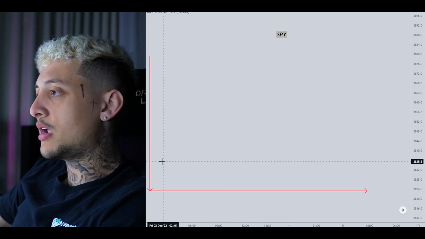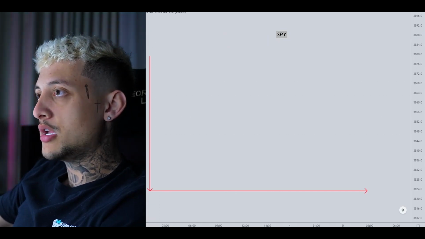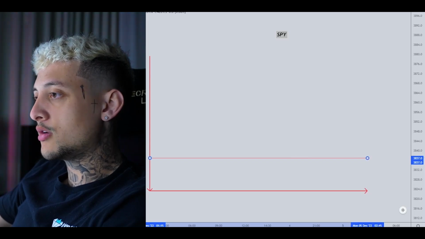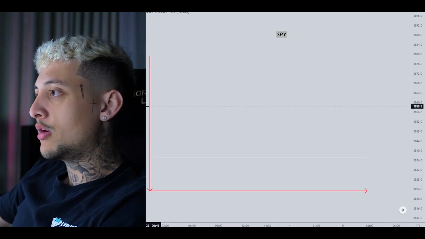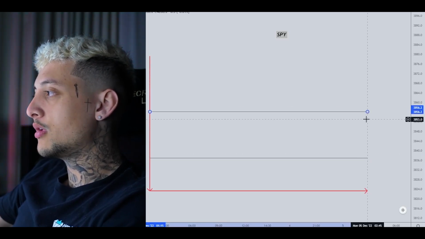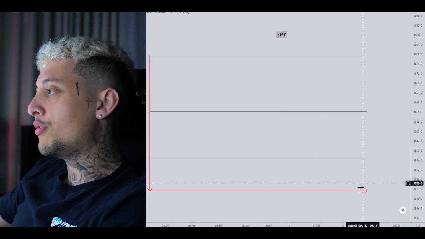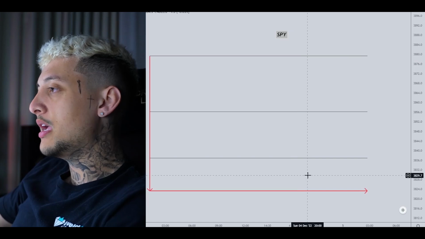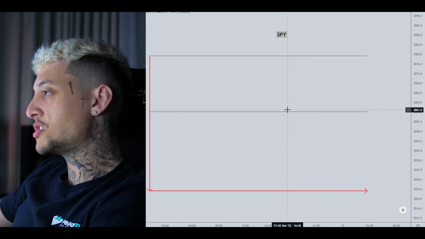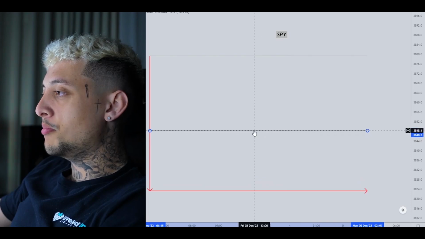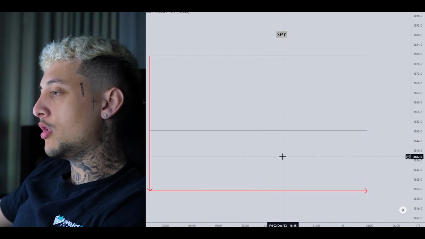Let's say we're going to have 3 different ranges we're looking at. We're going to have range 1. I'm going to change the color, let's put this black. We're going to have range 2, and then range 3. These 3 different ranges are obviously going to be at 3 different price points. For the sake of this video, let's just do it like this: we're going to have the middle range, the high range, and then the low range.